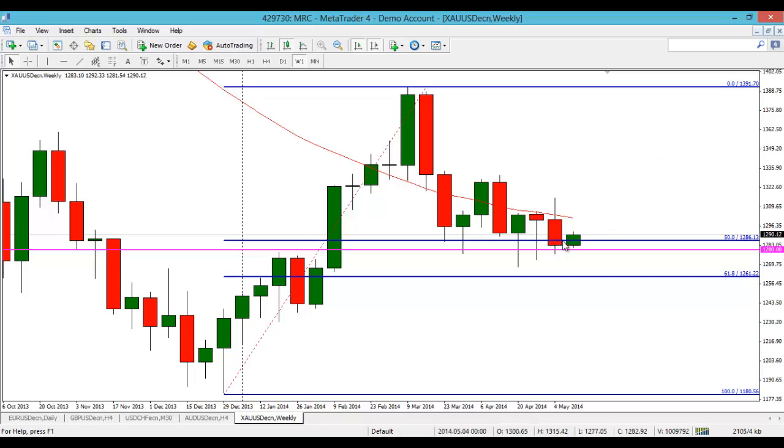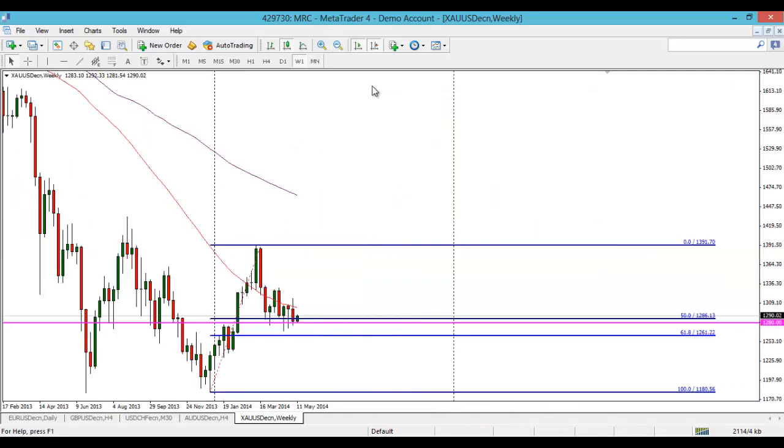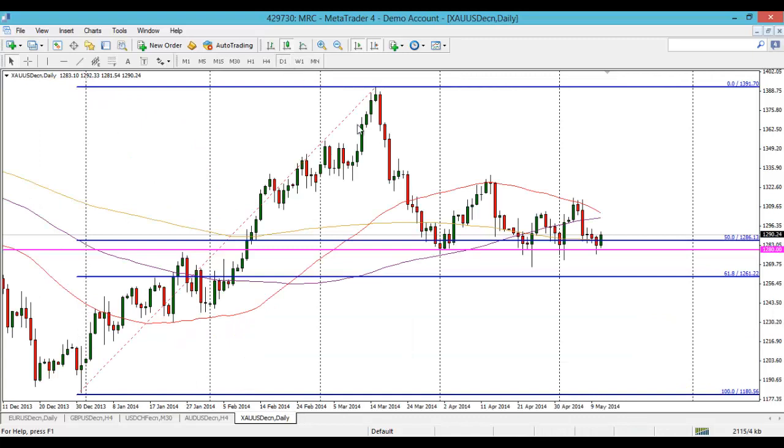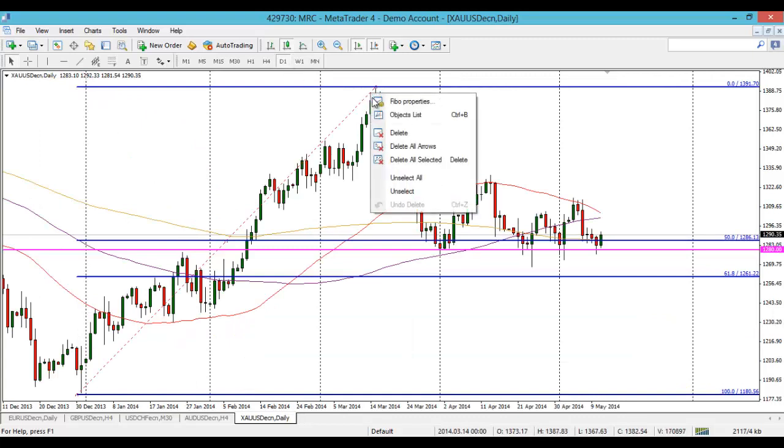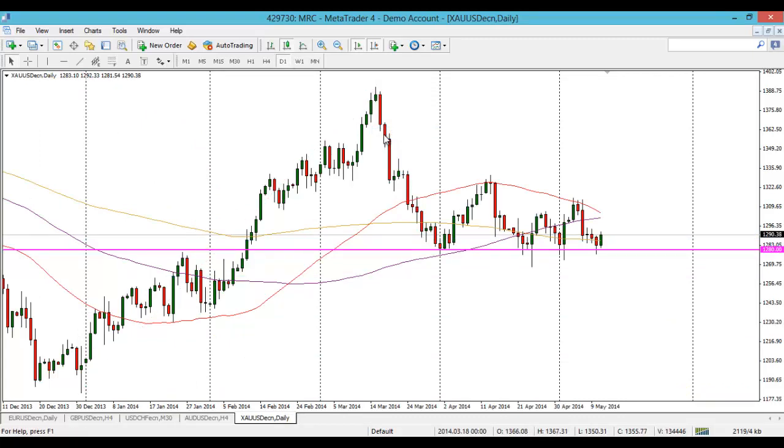I mean, last week is quite interesting. We did get that weekly close below the 50% retrace, but I suppose the 50% hasn't been acting that technically in terms of support. It's been more the 1280 in terms of key support there, because if I just take that fib off, you can see that's just a key line in the sand there. Really, really technical stuff.